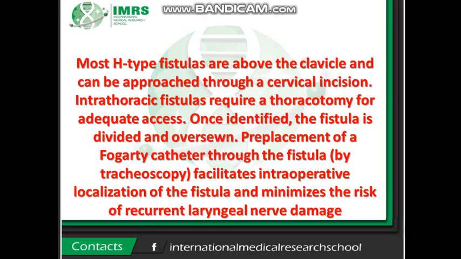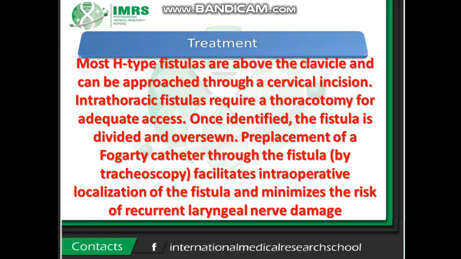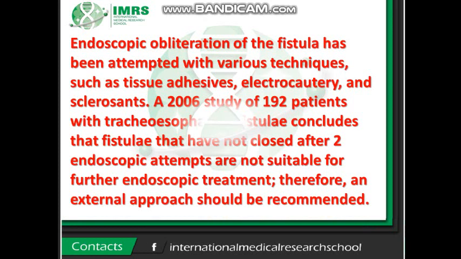Once identified, the fistula is divided and oversewn. Pre-placement of a Fogarty catheter through the fistula by tracheoscopy facilitates intraoperative localization of the fistula and minimizes the risk of recurrent laryngeal nerve damage. This is treatment. Endoscopic obliteration of the fistula has been attempted with various techniques, such as tissue adhesive, electrocautery, and sclerosants.